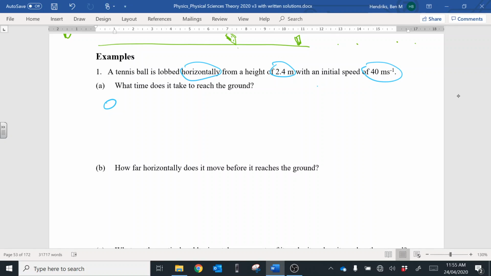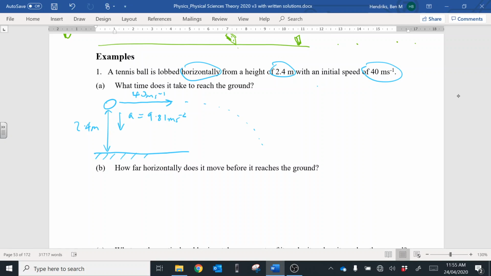And we have the tennis ball at 2.4 metres above the ground, and it's hit at 40 metres a second horizontally. And we also have acceleration due to gravity of 9.81 metres per second squared downwards. Okay, so the ball's going to take a projectile motion path, the path of a parabola, something like that.